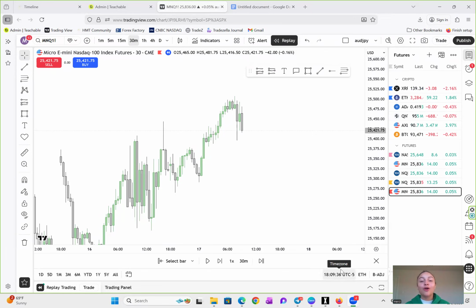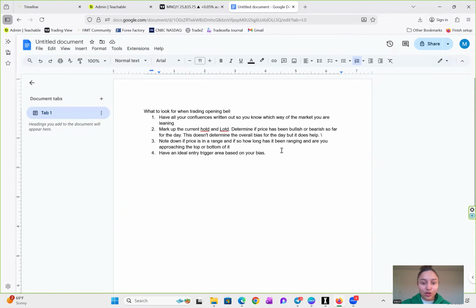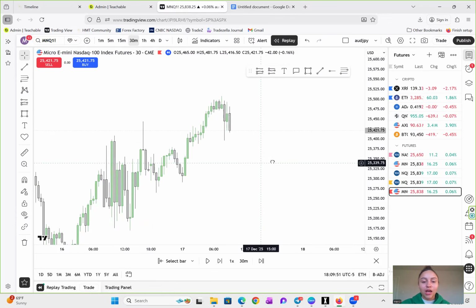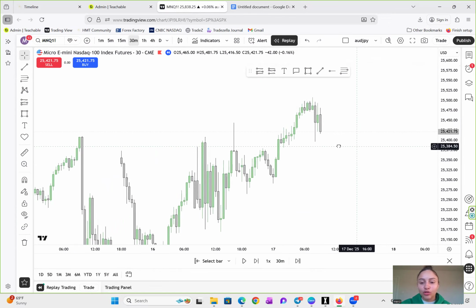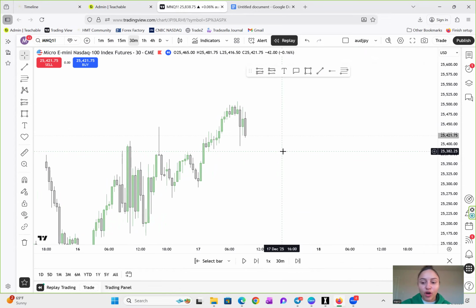Today I'm going to be talking about what to look for when trading opening bell. So, the first thing is you want to have all your confluences written out so you know which way of the market you're leaning towards, right? You want to have a bias before you even think about trading opening bell because it can be super volatile.